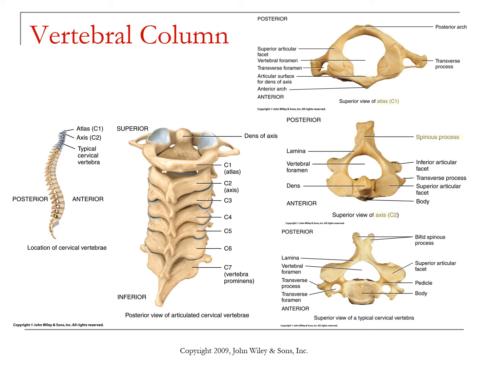Down below, we have a superior view of a typical vertebra that has a visible body. Posterior to that, you have the vertebral foramen, which is the opening for the spinal cord. And then you have the pedicles and the lamina that form the vertebral arch. And you also have your spinous processes and transverse processes.